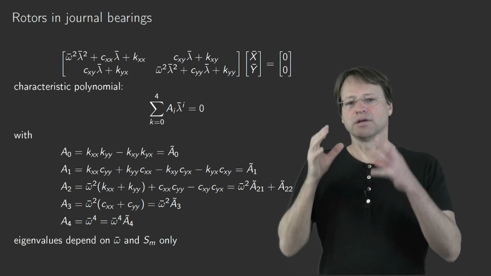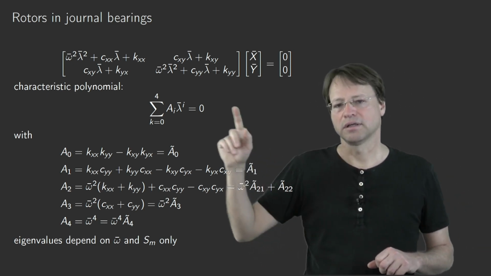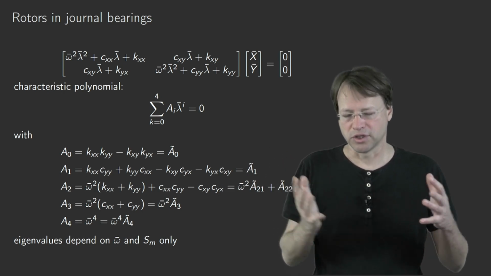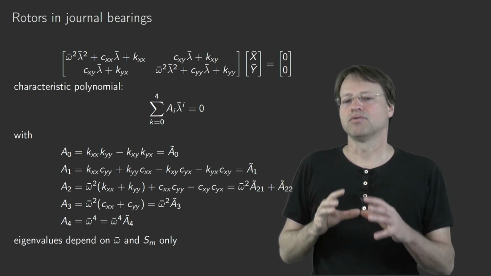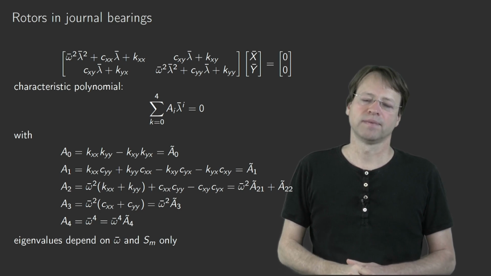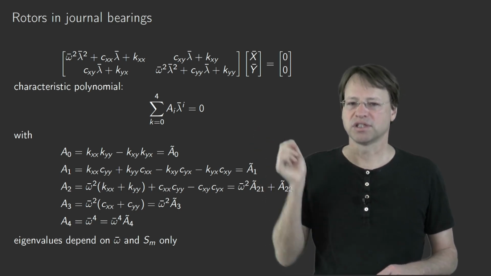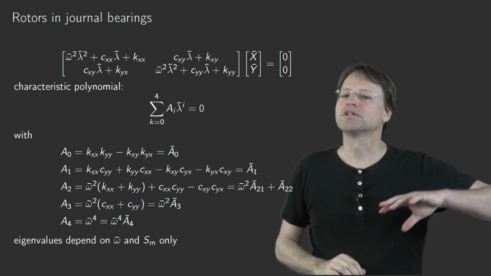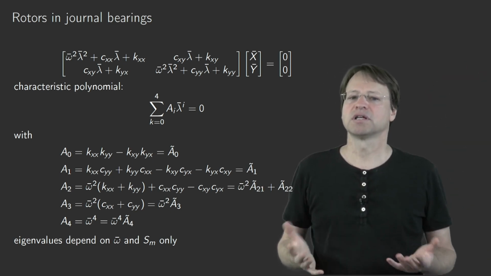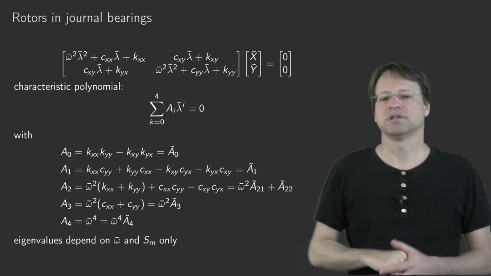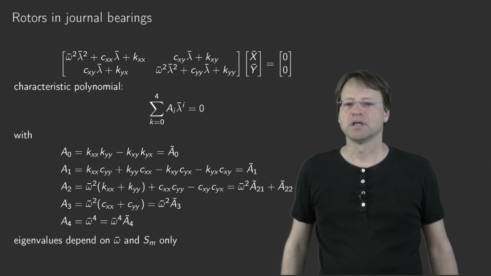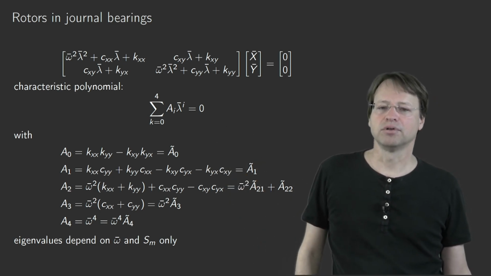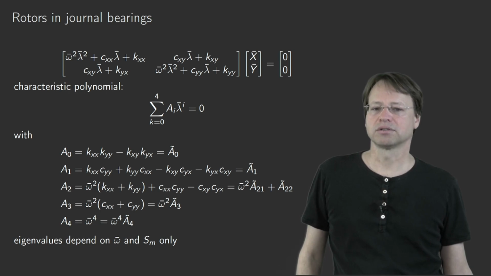Namely, the roots lambda indicate exponential behavior. If the real part of all the roots is negative, then we have decaying behavior. If there's just one root with a positive real part, then that root would destroy the solution behavior in such a sense that this perturbation would tend to infinity. That should be avoided. However, what should also be avoided is the solution of such a characteristic polynomial, because it's already of 4th order. That's difficult to do.